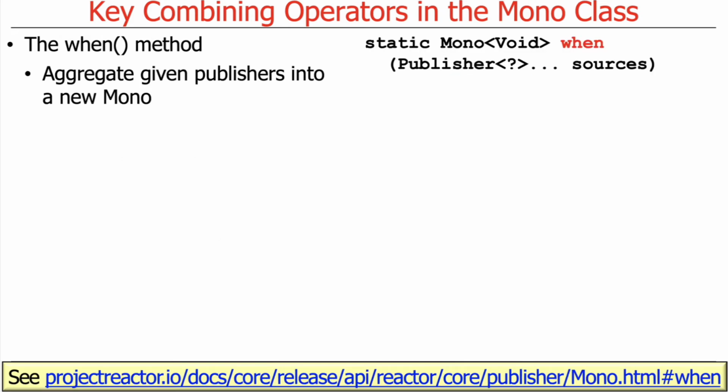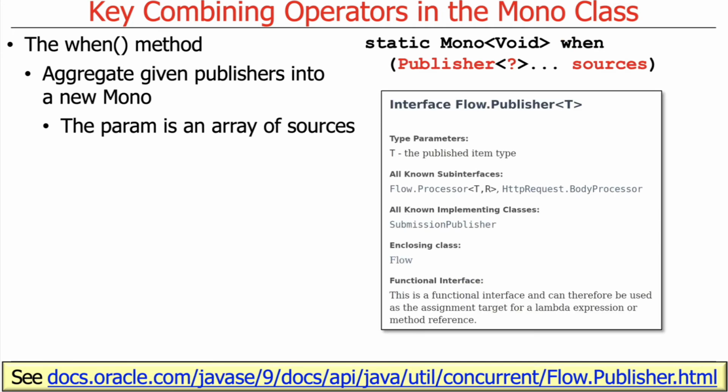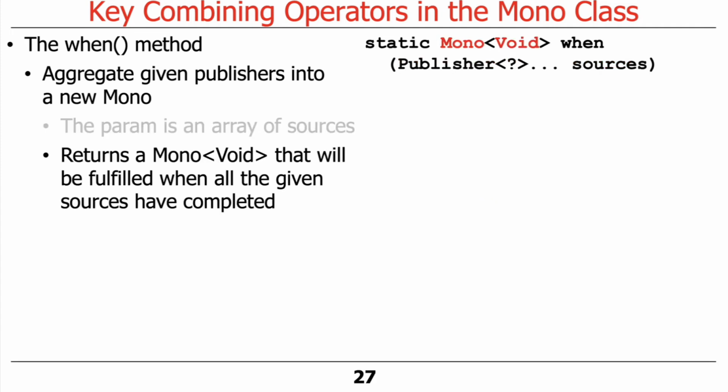So the fourth and final combining operator we're going to talk about in the mono class is the when method. And this is a really interesting method. What it does is it aggregates given publishers together into a new mono. And what's provided here is an array of publisher sources. So it's a var-args array. Again, it could be 0 to whatever the max size of the array is. And it returns a mono to void, and the void will be fulfilled when all the sources have completed.